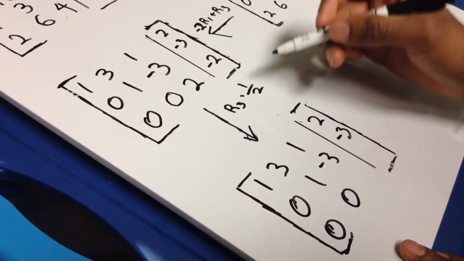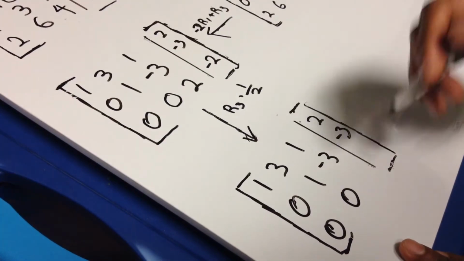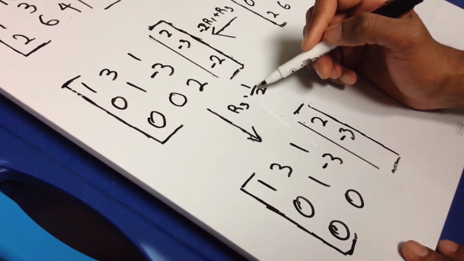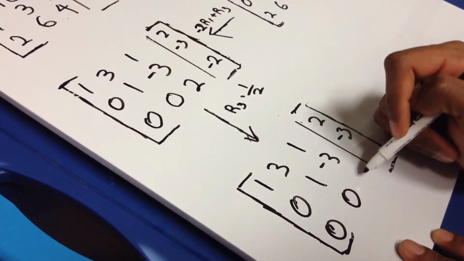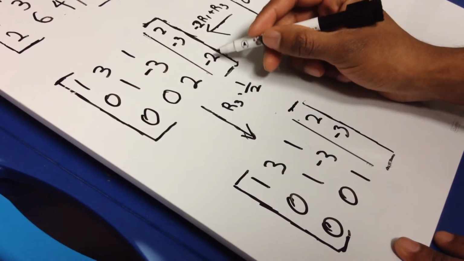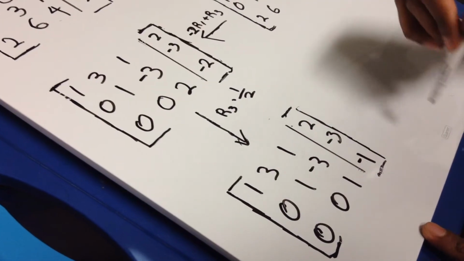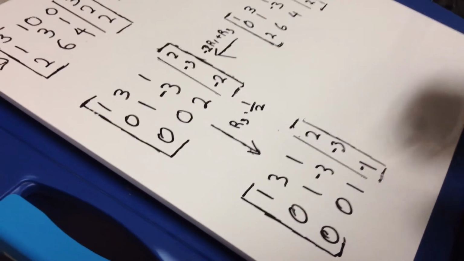So 0 multiplied by half is still 0. 0 multiplied by half again is 0. 2 multiplied by half is 1. Negative 2 multiplied by half is negative 1. And this is the row echelon form for this matrix.